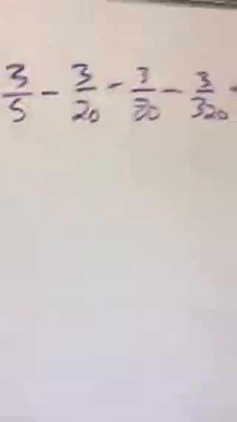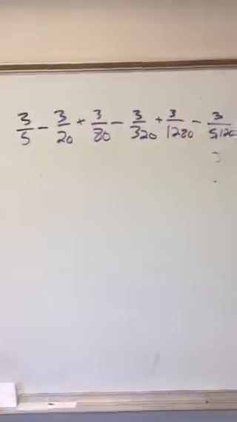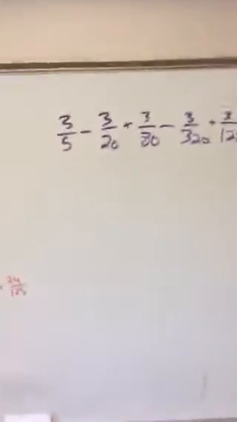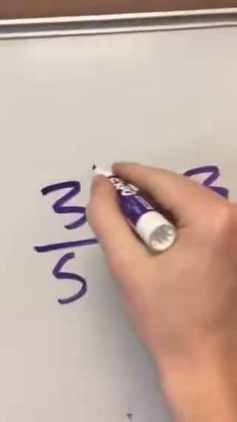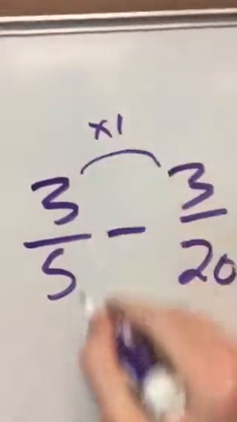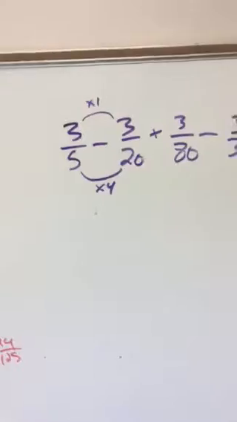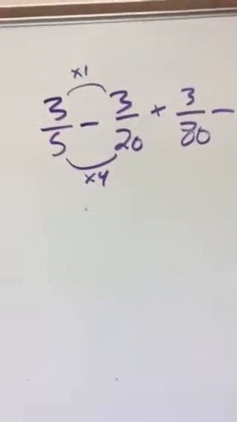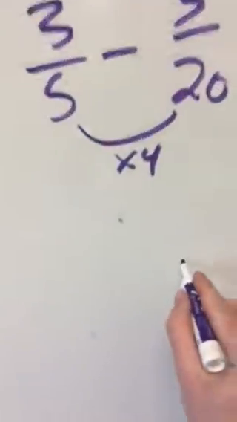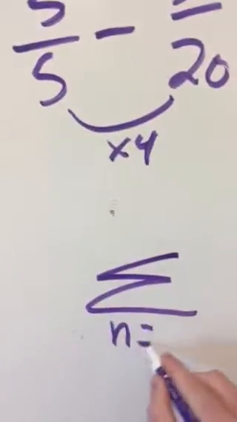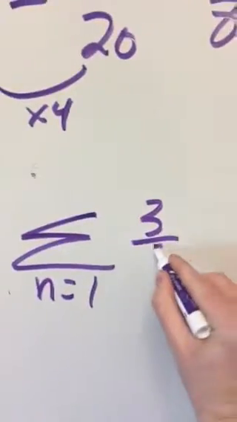Study guide question number 19. We're trying to sum up this geometric sum. So the thing is, we see that we are multiplying by, well, the 3 is staying the same, multiplying by 1, but then down here we're multiplying by 4. So it seems like our ratio is 1/4. Our first term is 3/5, so we can fill that in immediately. N equals 1. Our first term is 3/5.